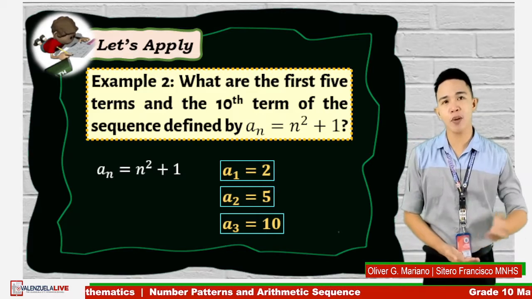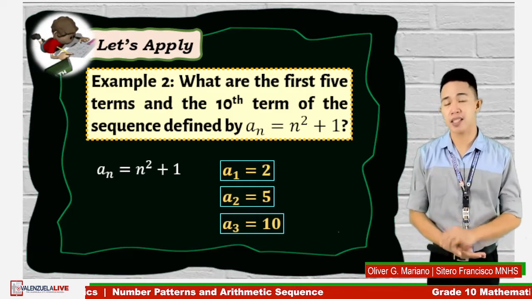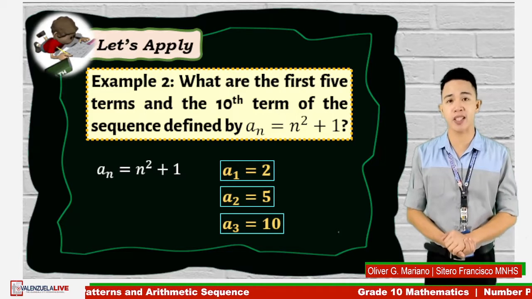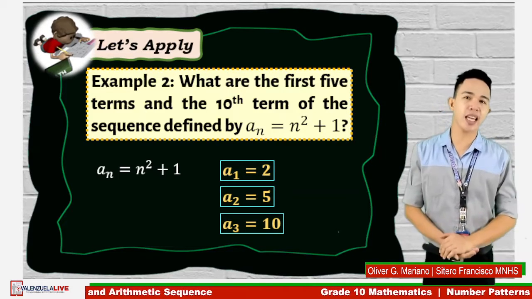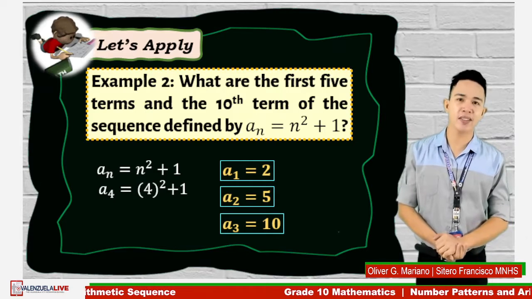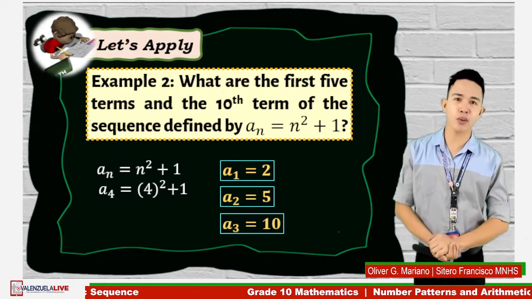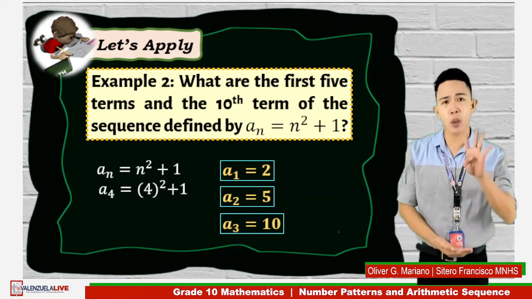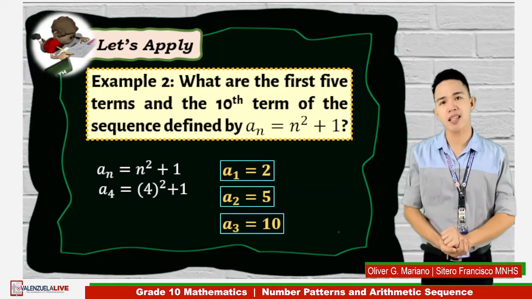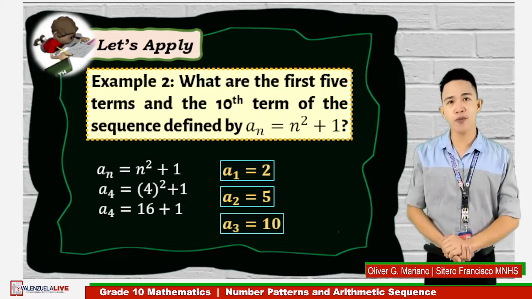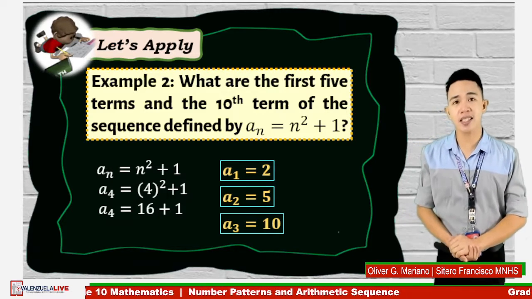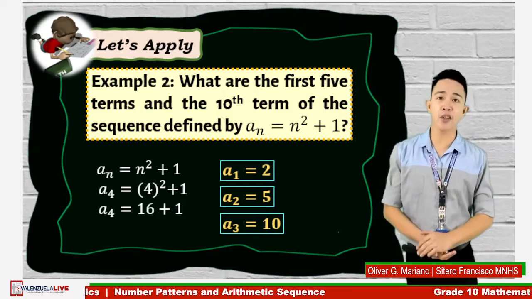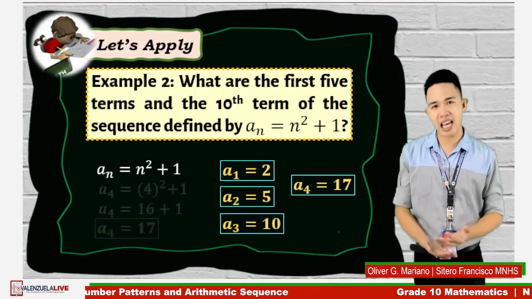Great. Let's move on to finding the fourth term. Still, the general term is a sub n is equal to n squared plus 1. By substituting n is equal to 4, we have a sub 4 is equal to 4 squared plus 1. But the square of 4 is 16. So, a sub 4 is equal to 16 plus 1. This implies that a sub 4 is equal to 17.